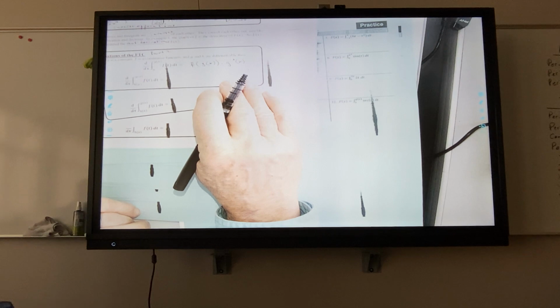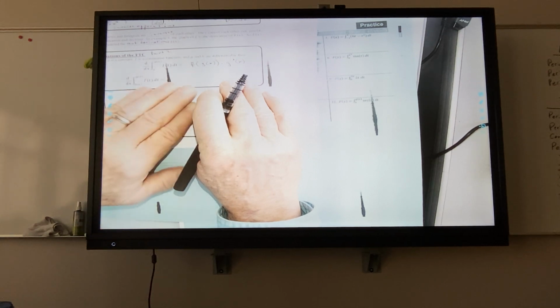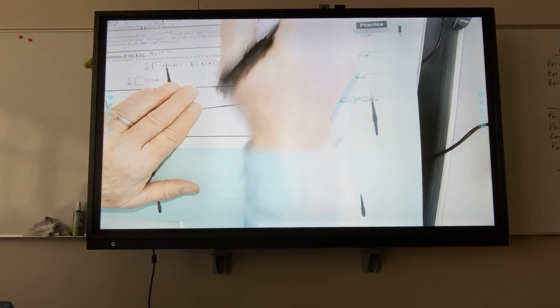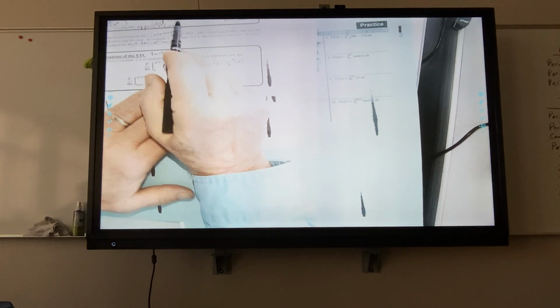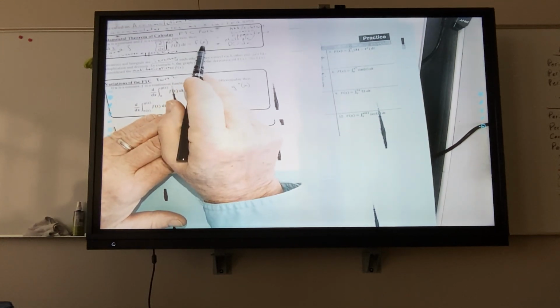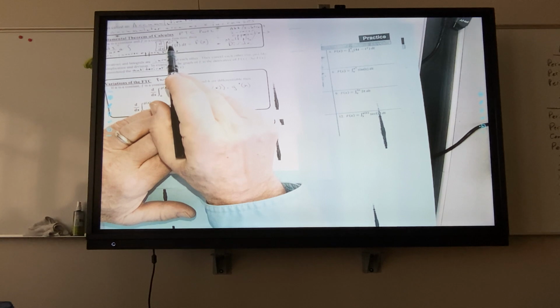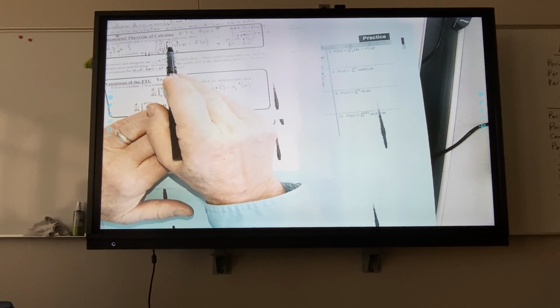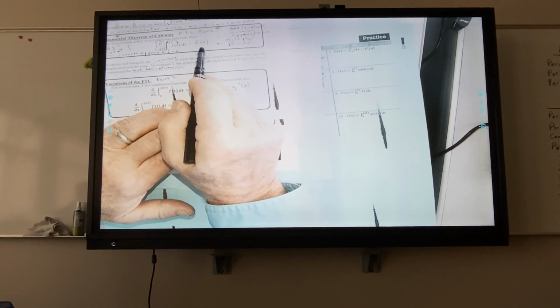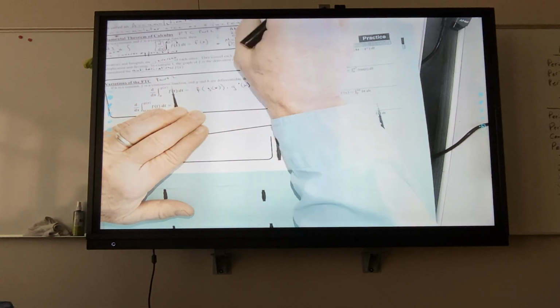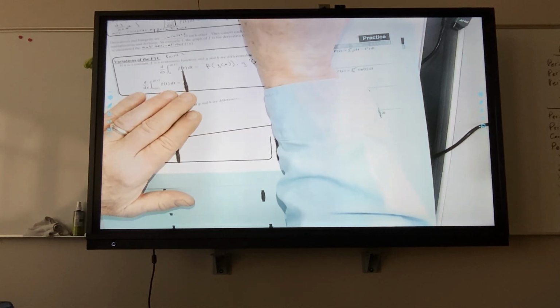Everybody doing okay? We can't see it. When I had f of x, did I multiply by the derivative of x? The derivative of x is 1, so did I multiply by 1? Isn't f of x times 1 just f of x? Yeah.